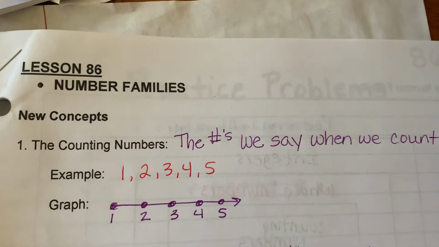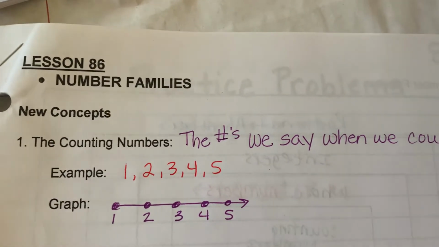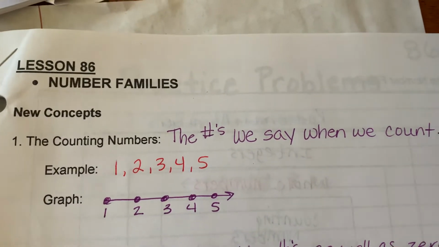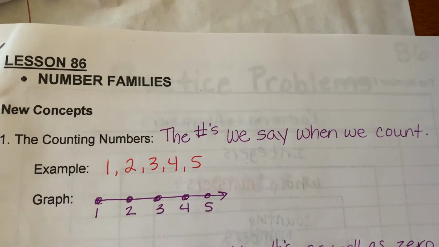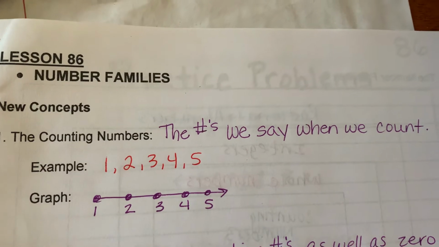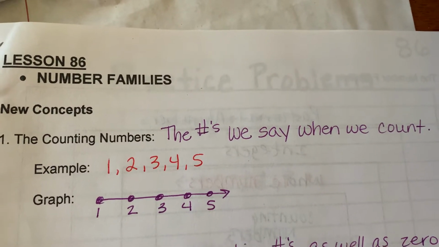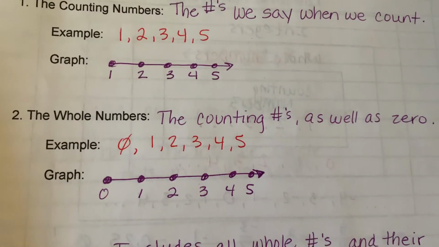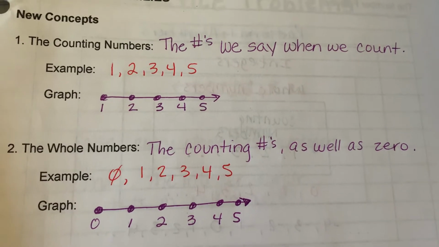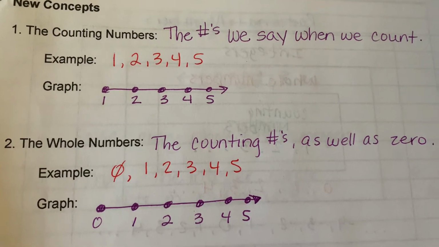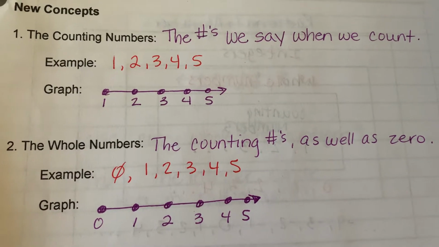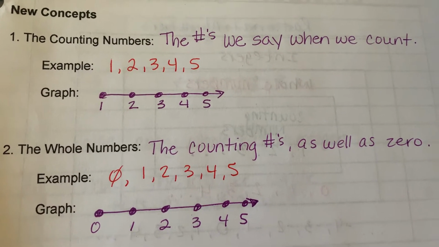So we've looked at counting numbers before, like when we say count to 10, you go 1, 2, 3, 4, 5, 6, and so forth. We don't start with 0. So counting numbers start at 1 and go forward. Whole numbers are all the counting numbers, but then we also count 0. So 0 is considered a whole number. So whole numbers: 0, 1, 2, 3, 4, 5.